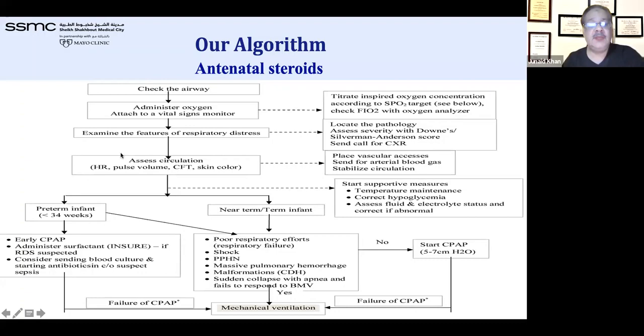So assess the circulation by heart rate, pulse volume, CFT, which is capillary filling time, and skin color. Then place vascular access, send for arterial blood gas, stabilize the circulation. If it's a preterm infant, you should do all this we already discussed. If a term infant with respiratory failure, shock, or PPHN, it's better to mechanically ventilate. If not, then of course you start CPAP. If it fails, then mechanical ventilation.